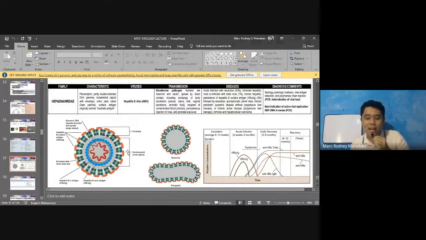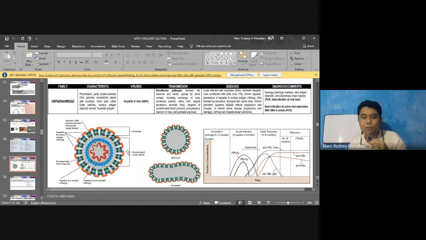So again, the only virus found in this family, of course, is your hepatitis B virus, HBV. Now, main mode of transmission is, of course, bloodborne, through contaminated blood, using of needles, blood transfusion. But again, it can also be transmitted sexually. All right, it can also be transmitted perinatally, from mother to fetus, and also percutaneous injection or kanang mga needle stick injuries.